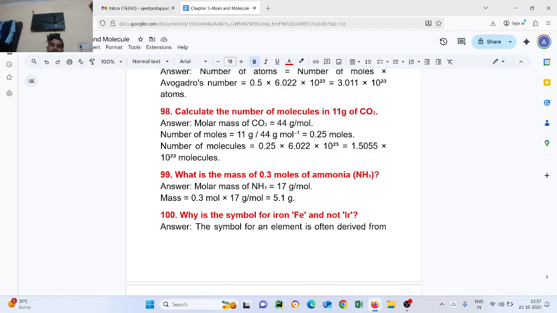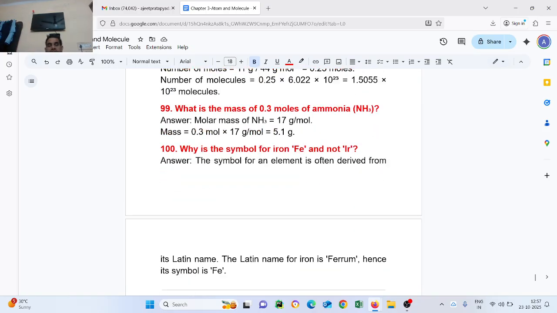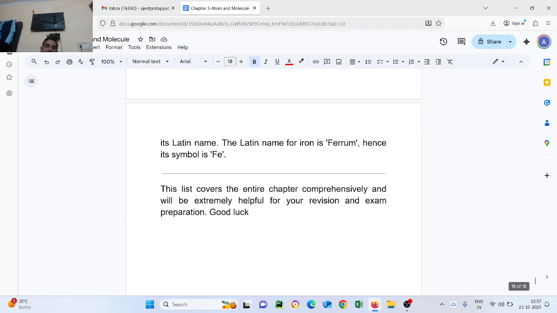Why is the symbol of iron Fe, not Ir? The symbol of an element is often derived from the Latin language. The Latin name of iron is ferrum, hence the symbol of iron is Fe, not Ir.